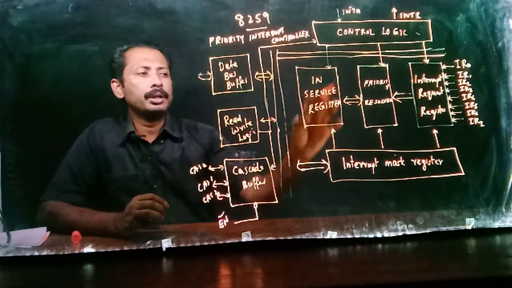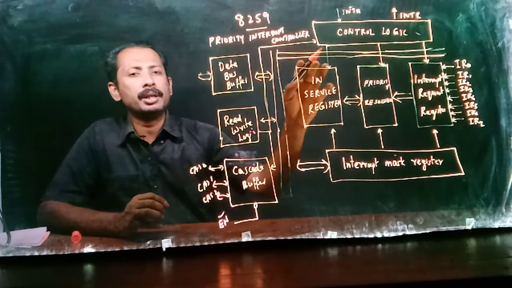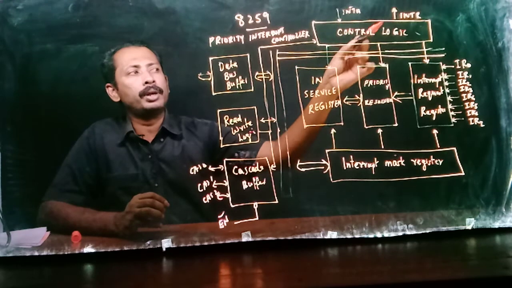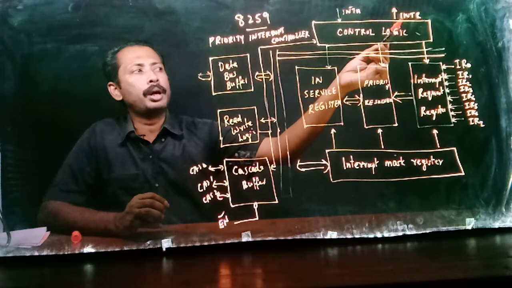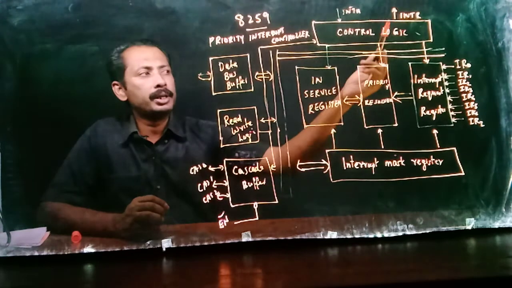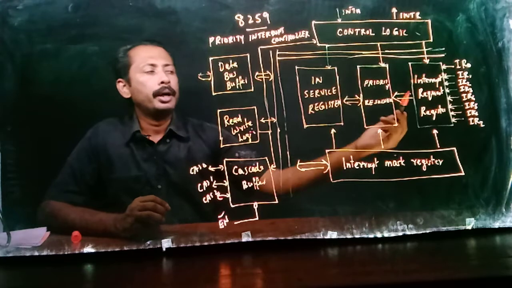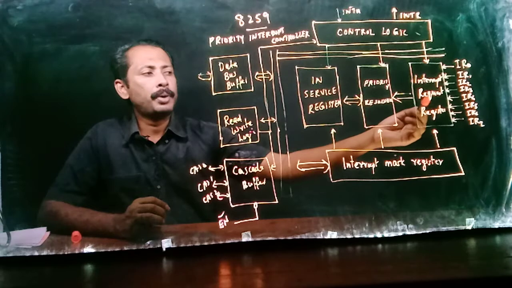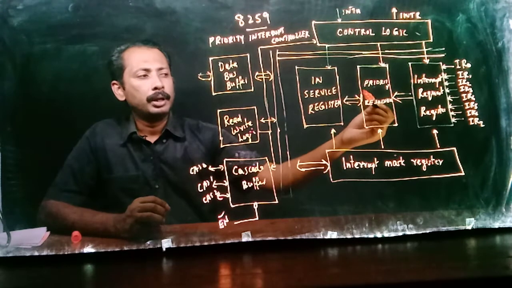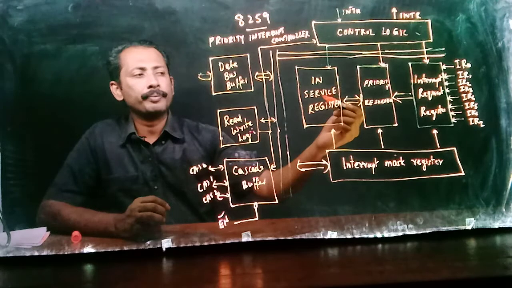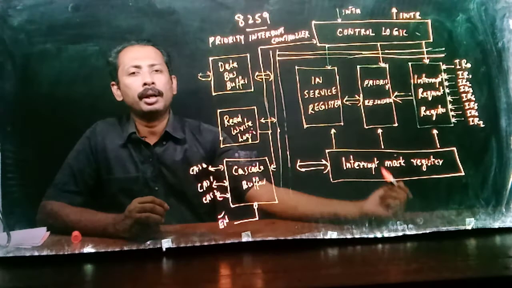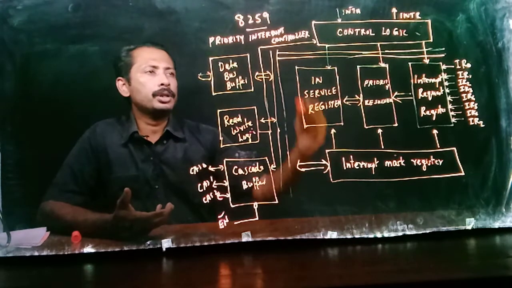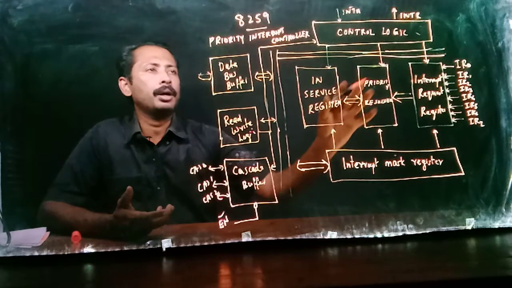The in service register passes the interrupt to the control logic. In turn, the control logic will interrupt the MPU using the INTR output. So INTR is the output of this control logic. The interrupt which is received is passed towards the priority resolver, then towards the in service register, and through the control logic the MPU is interrupted. So this is the logic of the working of the 8259.